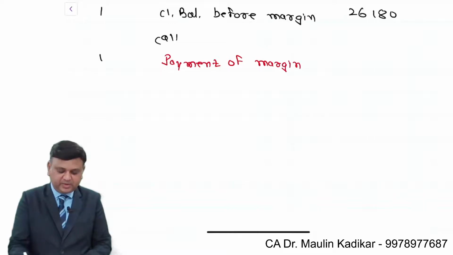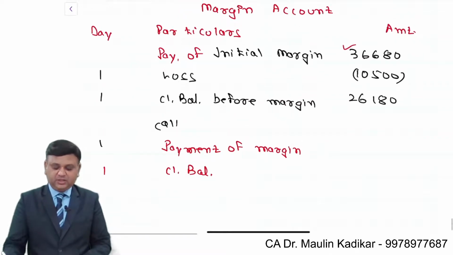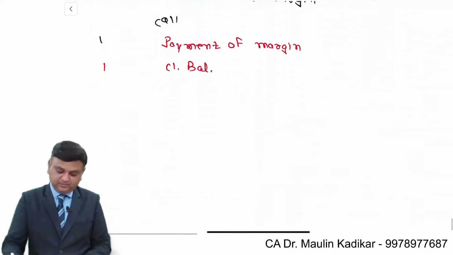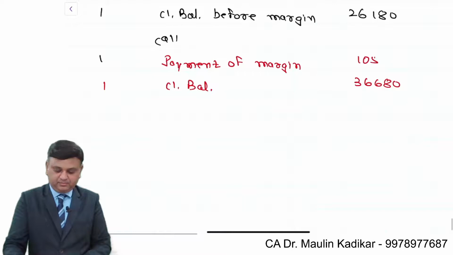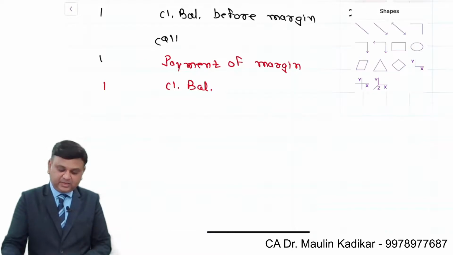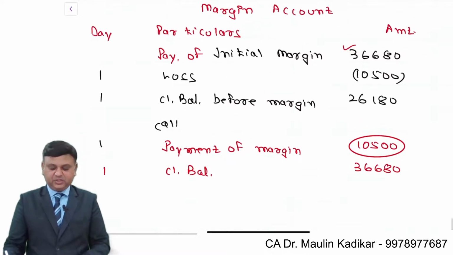How much margin is required to be paid? So that the closing balance at the end of the first day reaches 36,680. So the difference is of course 10,500. That is required to be computed as a balancing figure. That is the payment of the margin on the very first day.